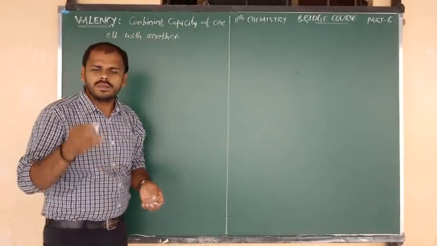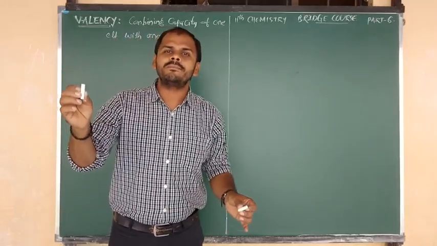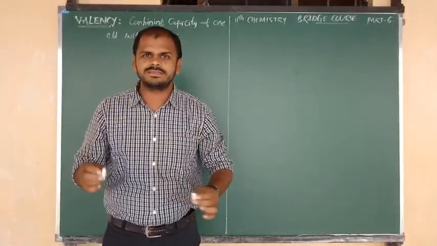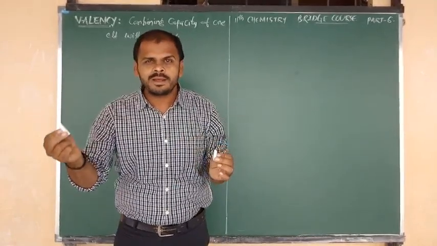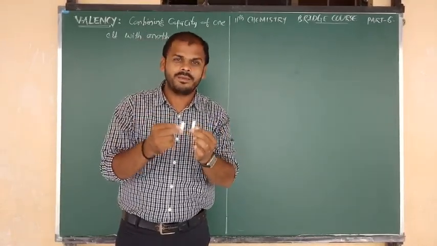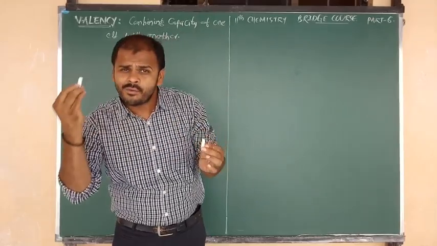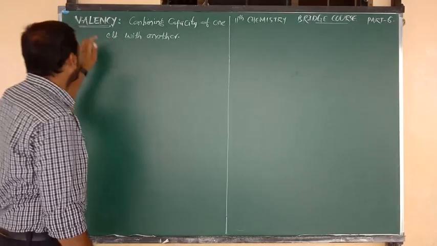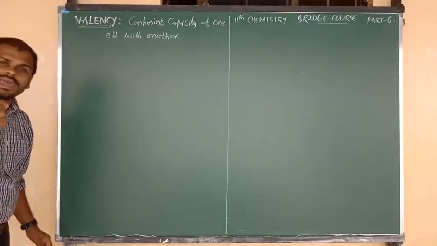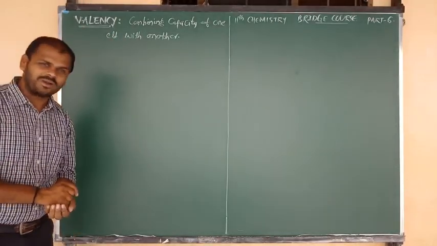For example, magnesium. Magnesium can combine with how many hydrogen atoms? Magnesium can combine with a number of chlorine atoms. Magnesium can combine with a number of oxygen atoms. So the combining capacity of one element with all other elements is decided by the valency factor. I hope you understand this.